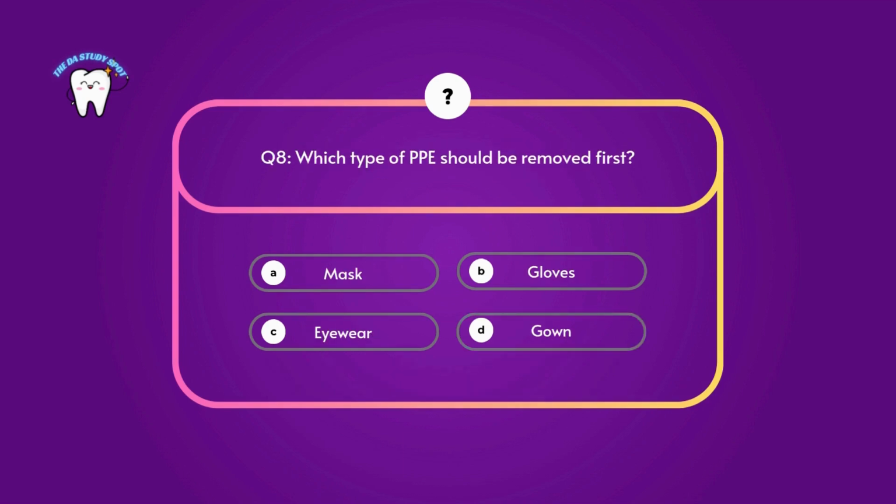Question 8. Which type of PPE should be removed first? A. Mask. B. Gloves. C. Eyewear. D. Gown.